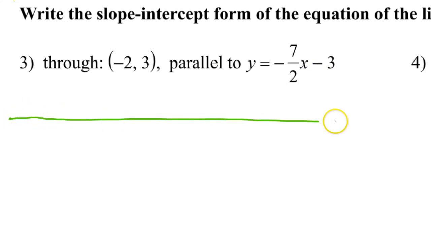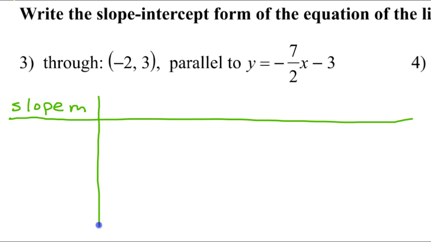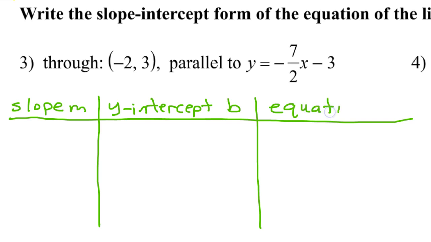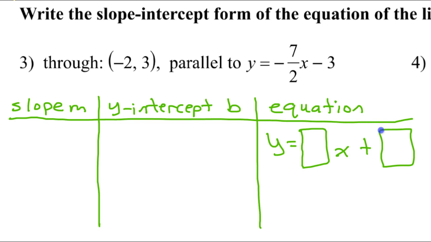I'm going to organize my work into a chart like I always do. So first I'm going to find the slope m, and then I will find the y-intercept b, and then I will write the equation. By now you know that the equation always works like this. Y is equal to something times x plus something, where the first box is the slope and the second box is the y-intercept. So let's start by finding the slope.